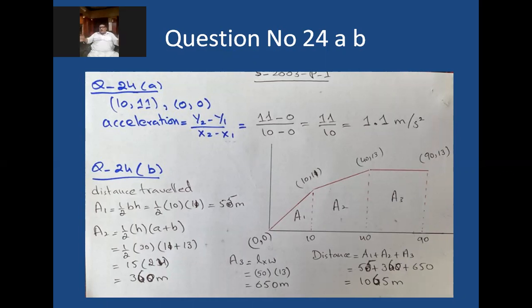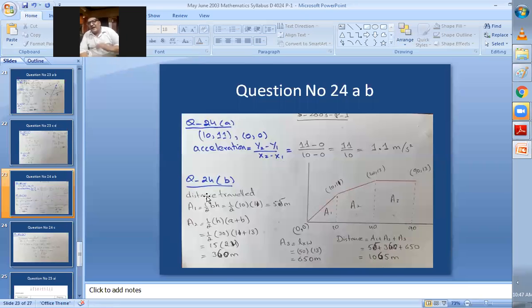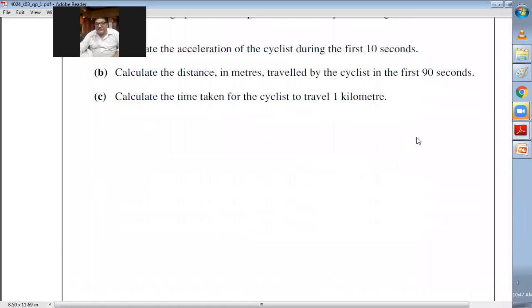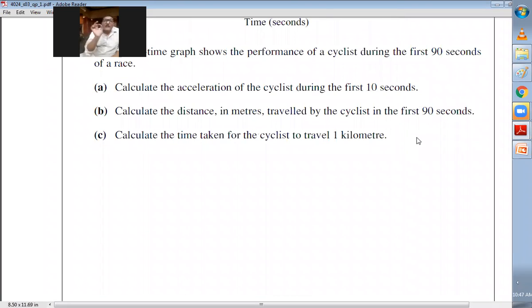This question is showing up on your screen, the A part and the B part. Have a good look at them. Then we have a third part of this question. That's question number 24, third part. It's a little tricky wording. Calculate the time taken for the cyclist to travel 1 kilometer. 1 kilometer means 1000 meter.